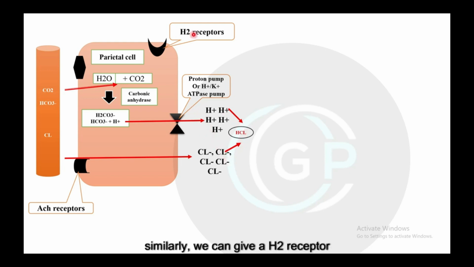Similarly, we can give H2 receptor blockers also, like ranitidine, famotidine, cimetidine. So these are H2 blocker drugs. We can reduce the secretion of HCl by blocking the H2 receptor. We also have the acetylcholine receptor and the gastrin receptor, but we will not go and block these kinds of receptors, because we will find many side effects whenever acetylcholine receptors are blocked. The safest way to control the acid secretion is by blocking the H2 receptor and blocking the proton pump.